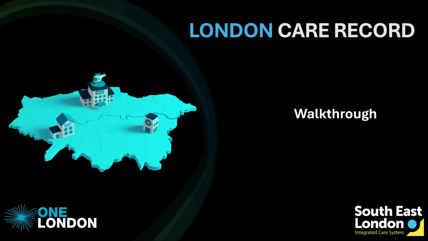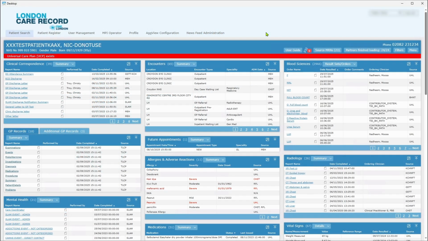This video is for healthcare professionals in South East London. If you're in a different part of London, you may have a different configuration of the London Care Record depending on the region. So some of the names of the widgets and other pieces of data may not be relevant to you.